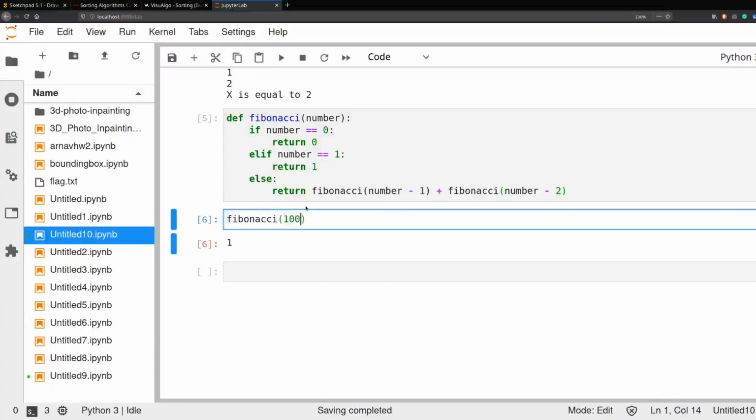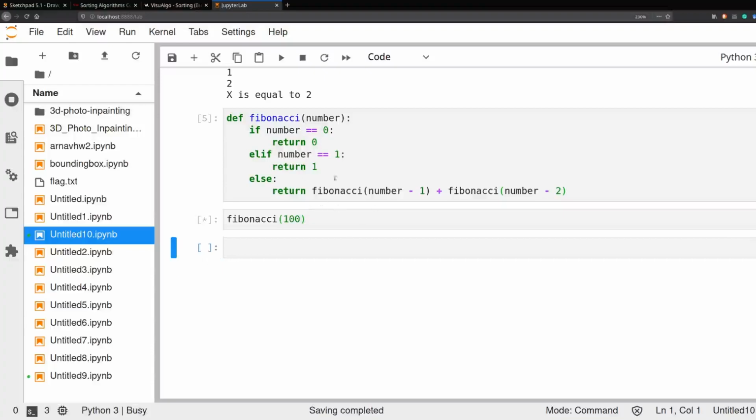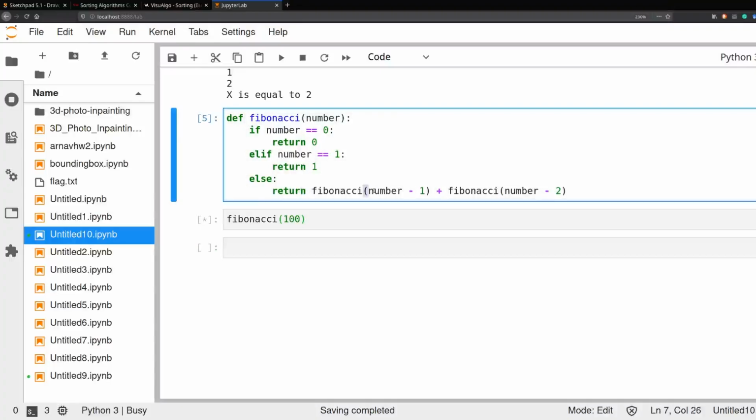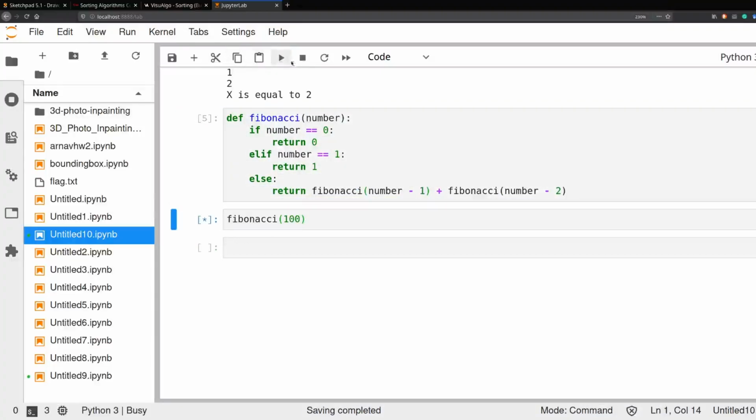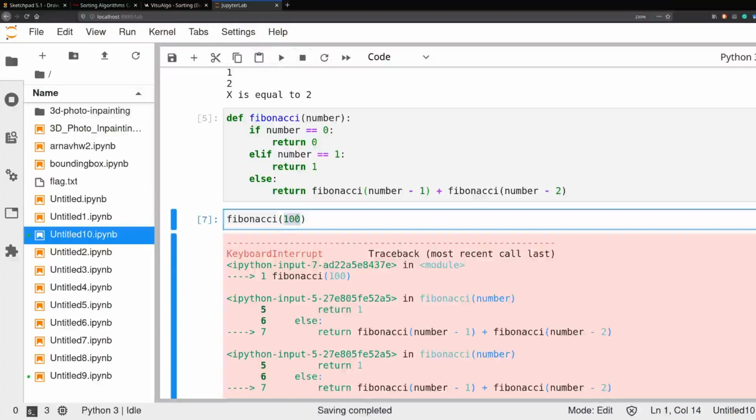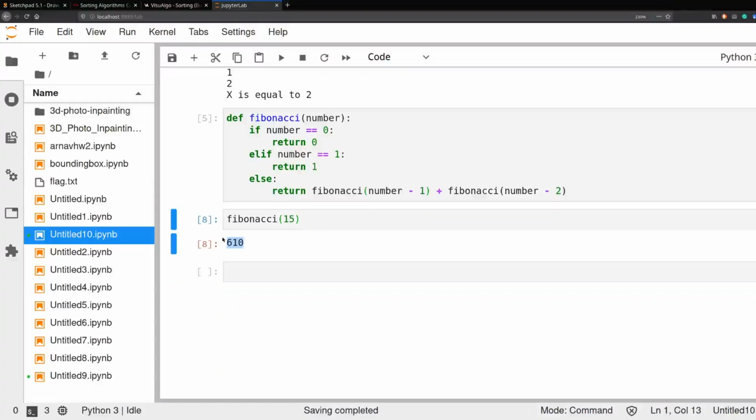If we pass in 100, it's going to run all the computations for it. May take a little bit. And things like number sequences can take a while because you're recursively calling this function a bunch of times, right? So actually, let's just make it a smaller one for now. So if we do 15, you can see it's 610.